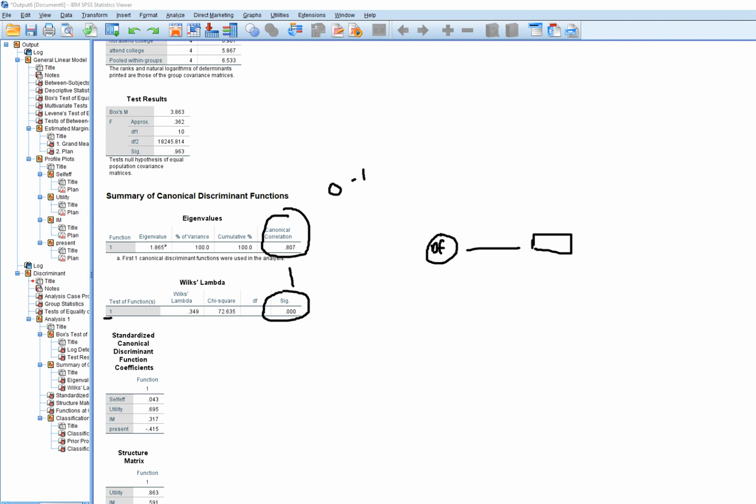So you can have a function 1, a function 2, and so forth. And so then there would be tests related to the multiple functions. But in this particular case right here, we only have one discriminant function that we're talking about, and so we can see that the correlation is 0.807. So that's a pretty large relationship between our discriminant function and our grouping variable, the planned variable, and we would say that it's statistically significant.